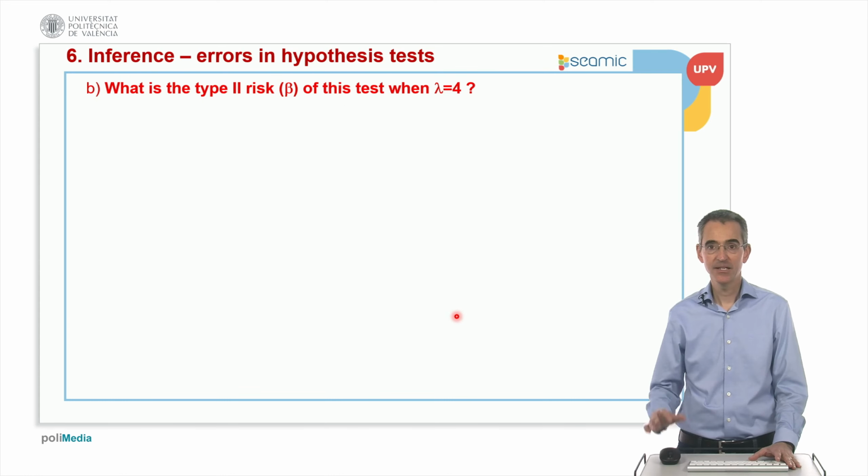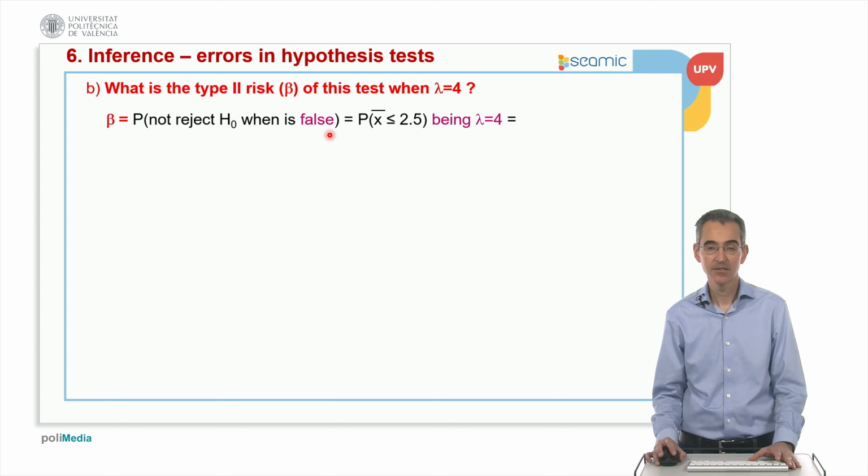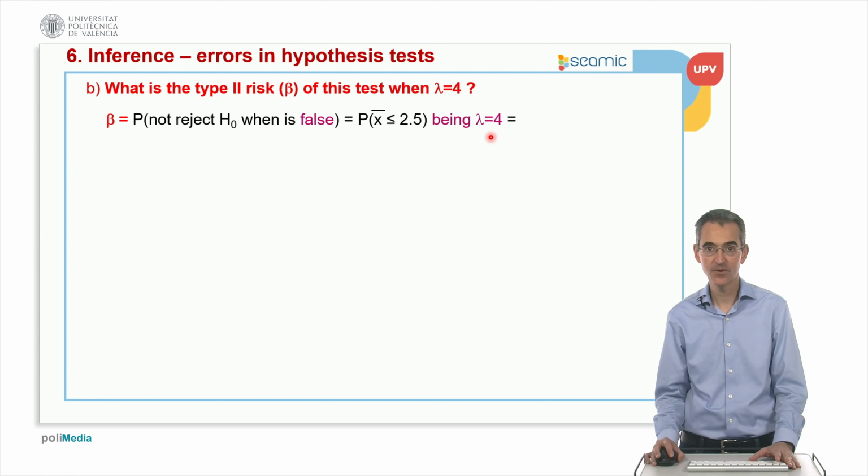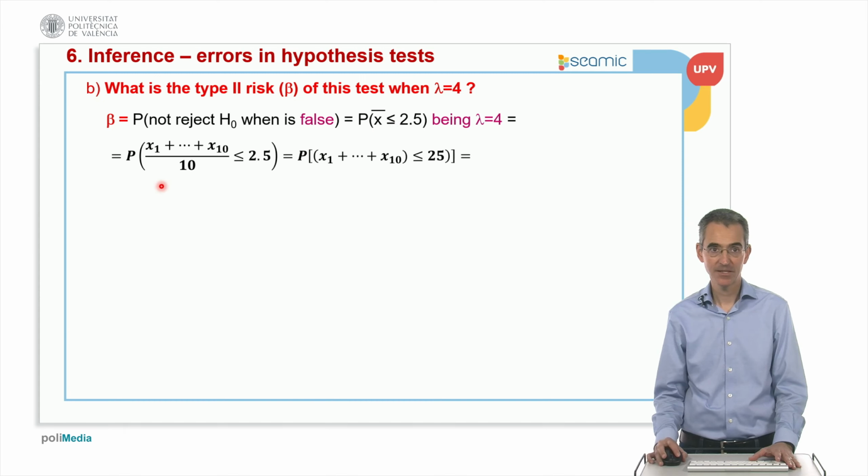Good. Then let's continue with the exercise. What is the type 2 risk beta of the test when lambda is equal to 4? By definition, remember, beta is the probability of not rejecting the null hypothesis when it is false. In this case, the null hypothesis is false because we're saying that lambda is 4. Not rejecting means that the sample mean is lower or equal to 2.5. So again, we compute the probability that this average is less or equal to 2.5.